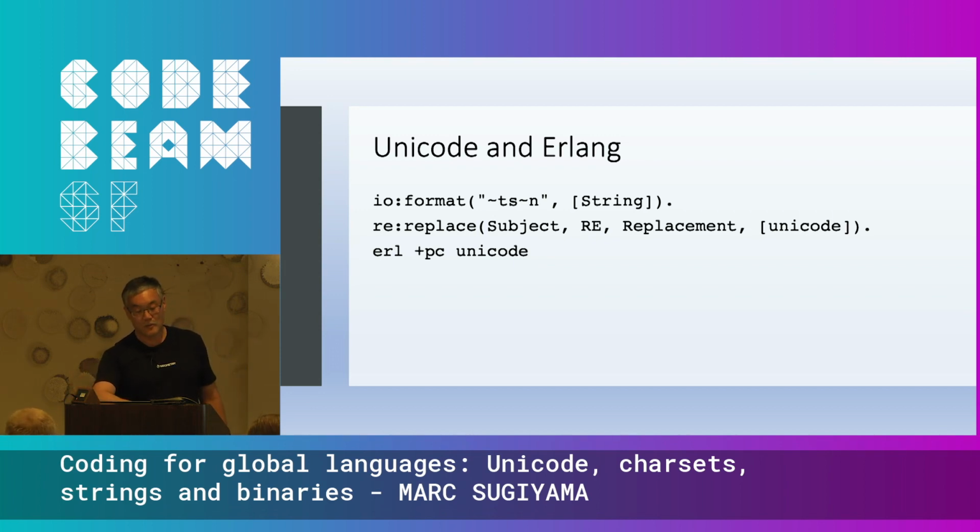In Erlang, there's a couple of quick things that you need to do if you want to start using Unicode characters. The first is that tilde s does not allow non-ASCII characters, so you say tilde ts. The second is that for the RE module you have to tell it that you want to use Unicode, so you add the Unicode option. And the last thing is when you start Erlang, you can tell it to use a different heuristic for printing strings. So instead of only printing lists of characters or binaries that are ASCII, it should try to print anything that looks like it might possibly be Unicode.